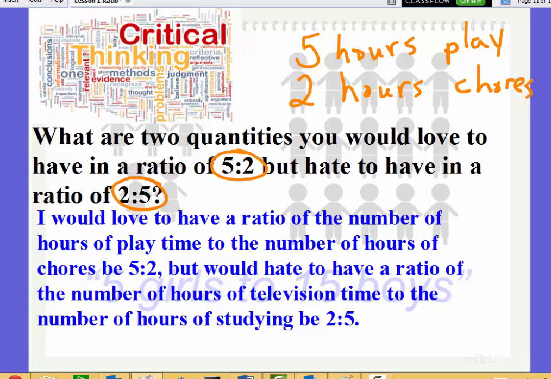What if it was switched, though? What if you said order doesn't matter? And so instead, you're kind of being lazy or careless, and you switch the 2 and the 5. You know, that's a big difference. Here you only get 2 hours of playing, and you'd have to do 5 hours of chores. So we can see that the ratio of 2 to 5, that's not equal. It's not the same as 5 to 2. So as we're working with ratios, you're going to have to be careful that you're putting the ratios with the correct number.